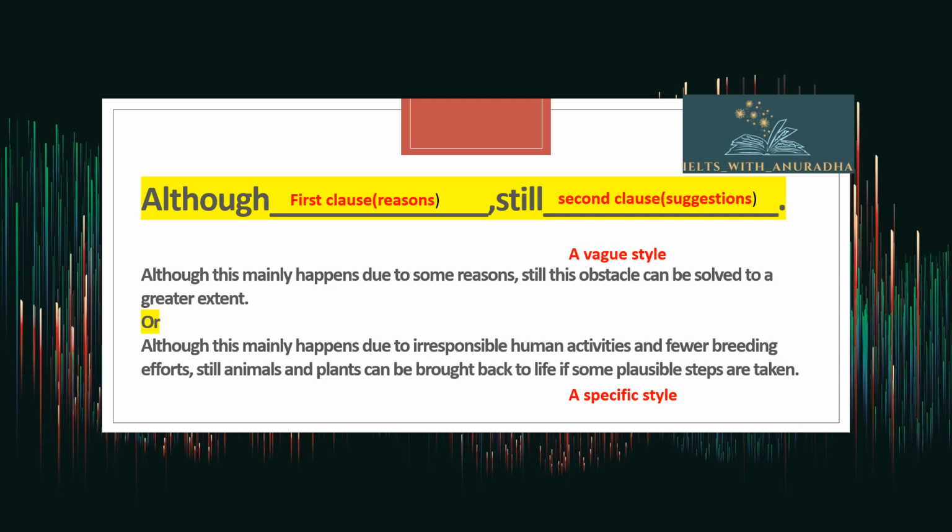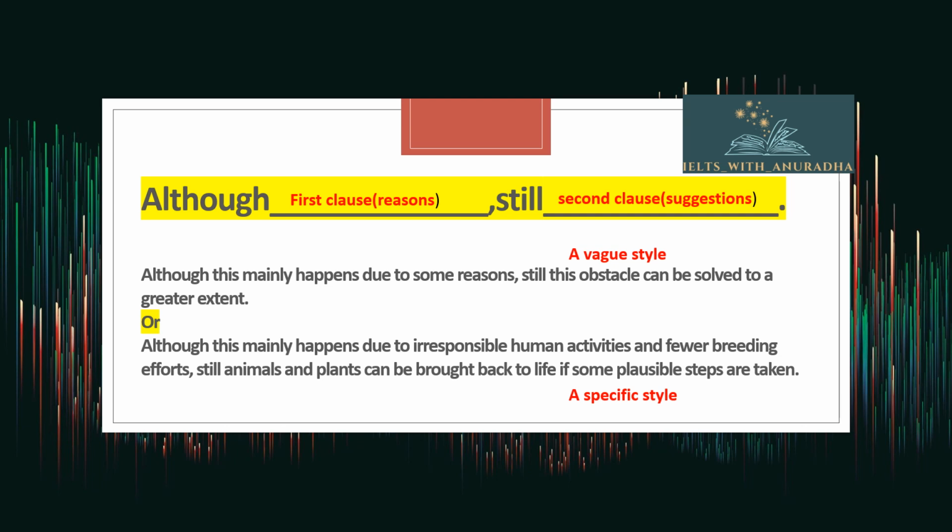Or you can write, although this mainly happens due to irresponsible human activities and fewer breeding efforts, but still animals and plants can be brought back to life if some plausible steps are taken. In this style, everything is given in a specific way. This structure is advisable for those who aim for bands above 6.5.